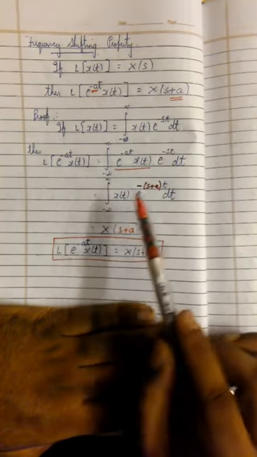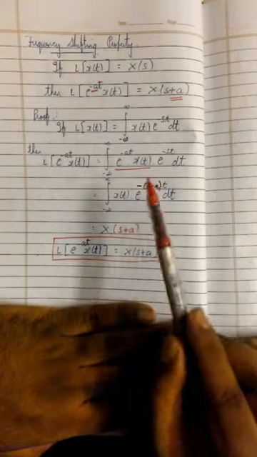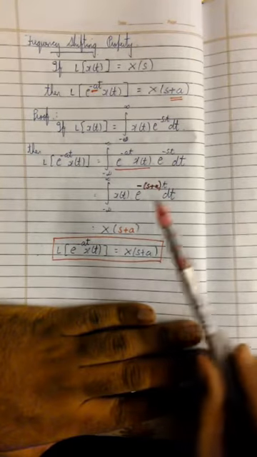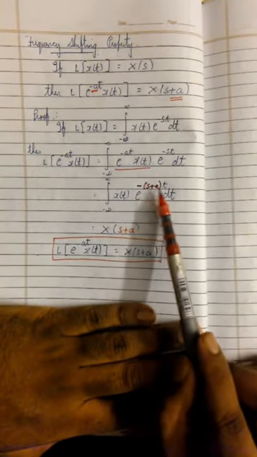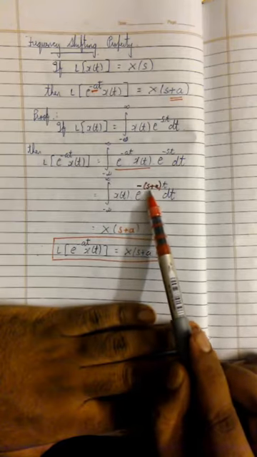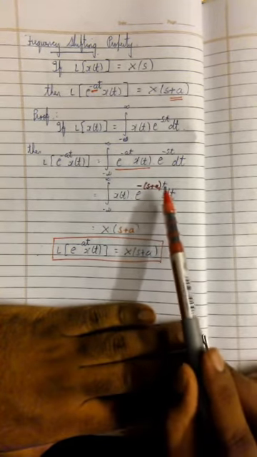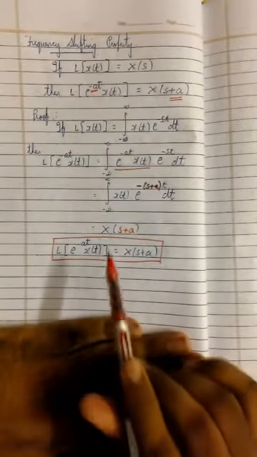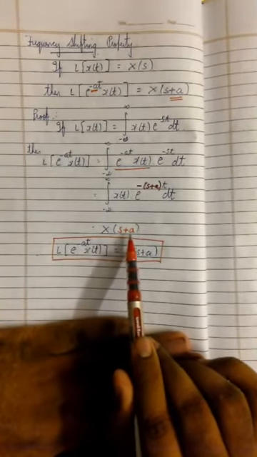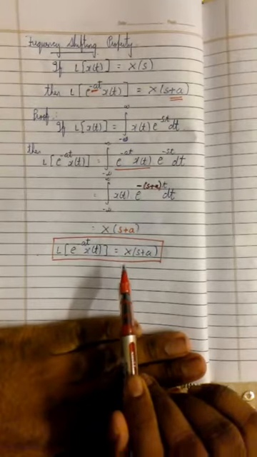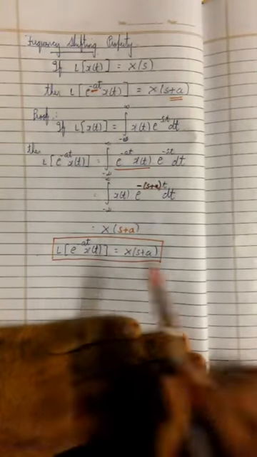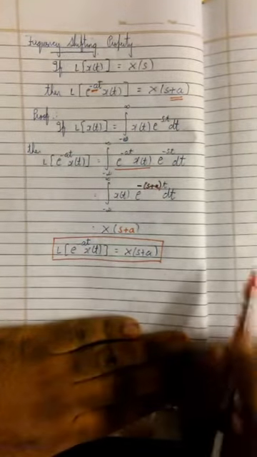So this basically looks like a Laplace transform, with the only difference that instead of e raised to minus st, it is e raised to minus of s plus a times t. In other words, this equation becomes a function of s plus a. So instead of X of s, this becomes X of s plus a. This is how we got the frequency shifting theorem.